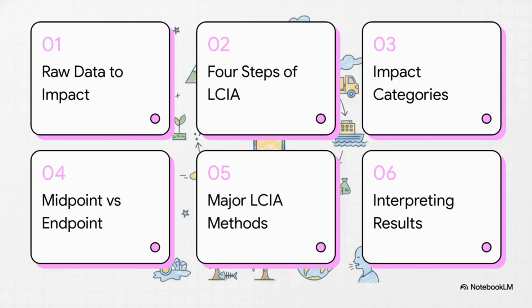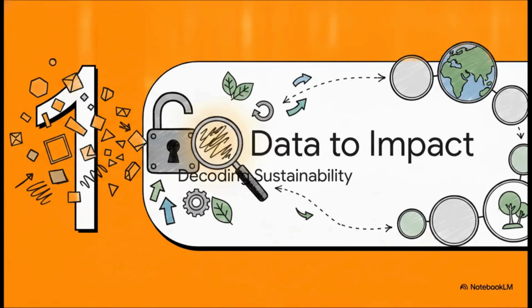policymaking. So here is our roadmap for today. We'll move from raw data to impact, walk through the 4 steps of LCIA, define our common environmental impact categories, distinguish between midpoint versus endpoint indicators, compare major LCIA methods, and finally look at interpreting the final results. Let's kick things off with part 1, from raw data to impact.